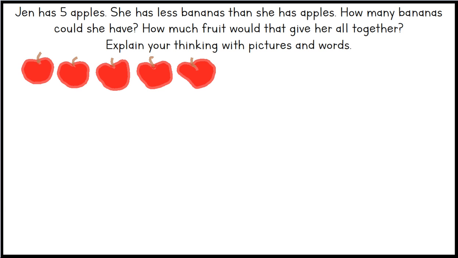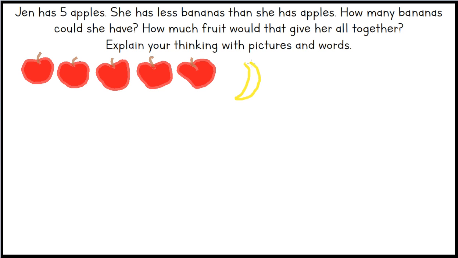Now I have a question. Could she have 0 bananas? Is 0 less than 5? Yes, 0 is less than 5. So she could actually have 0 bananas. See, this is an open-ended problem. So you could see how there could be multiple answers. So there, again, there could be 4, 3, 2, 1, or 0 bananas. All right, so I'm going to pretend like there are 4 bananas.